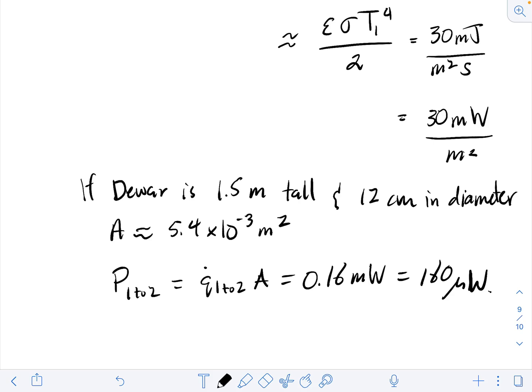Okay, and so what you could do is you could repeat this calculation. If you took the emissivity to not be small, not a nice shiny surface, but a dull surface, take the emissivity as 0.5 and see how much this power load changes, and to see how important it is to have shiny surfaces to suppress the radiative heat transfer. All right.